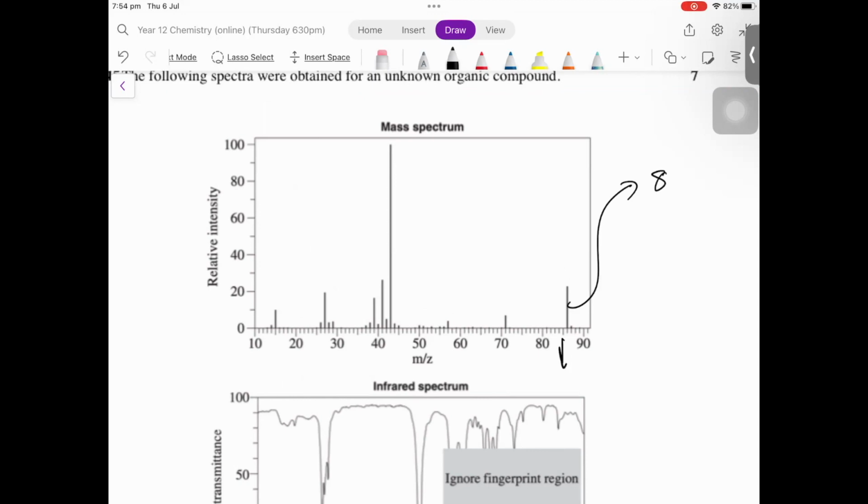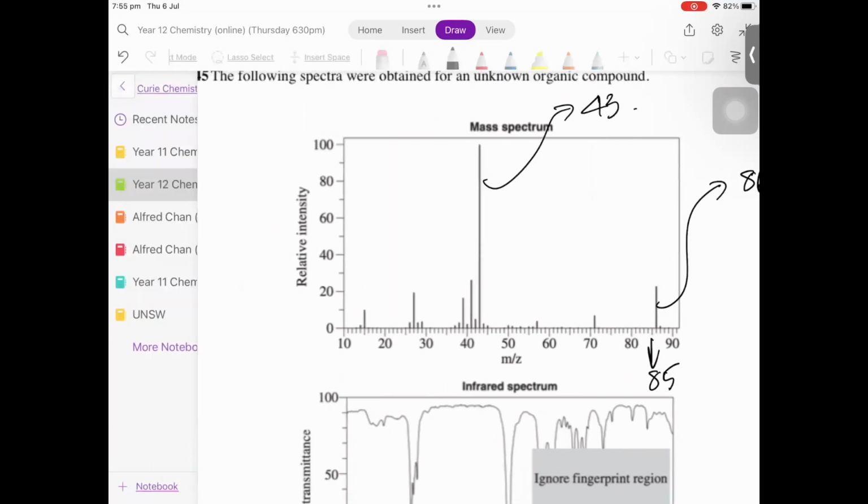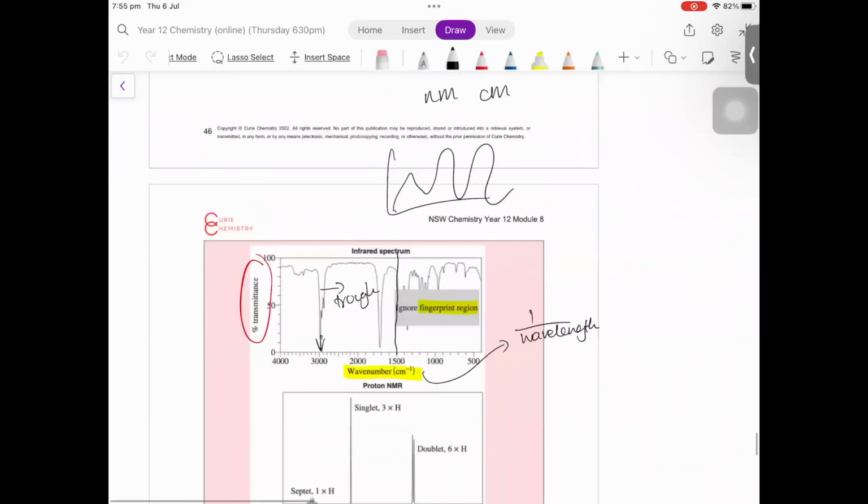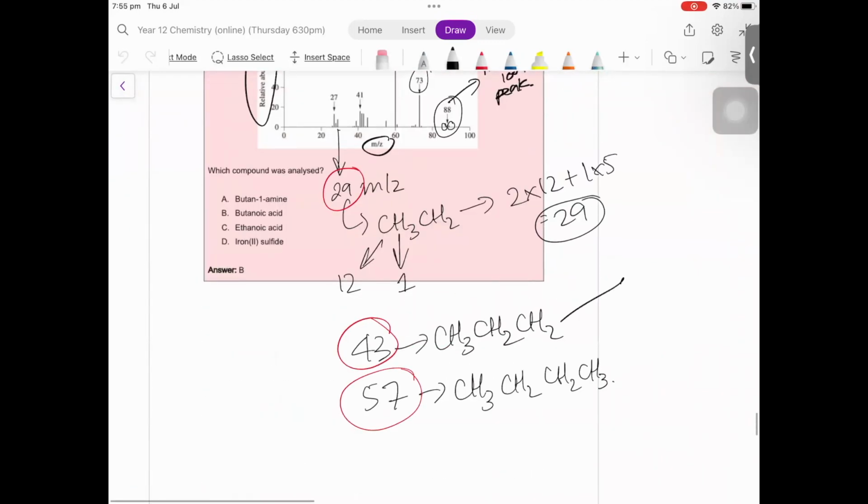So that's 80. This is 85. So this has to be 86. Okay, so you want to get that information out. It's not useful now, but you want to check the structure you have at the end to make sure it has an atomic mass of 86. Okay, there is a peak at 43, which my memory has left from me.